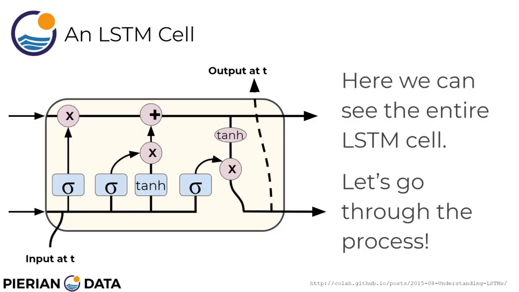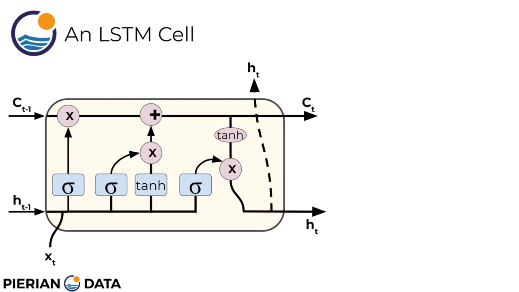Okay, so what are the actual linear interactions and functions going on inside of the LSTM? Well, here we can see the entire LSTM cell. What we're going to do is go through the process step by step. All right, the first step in our LSTM is to decide what information we are going to throw away from the cell state. Essentially, what are we going to forget?